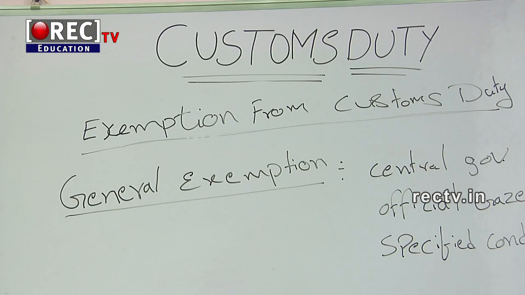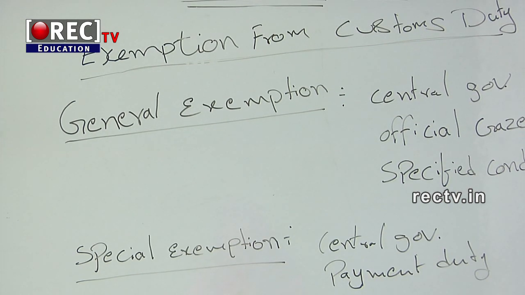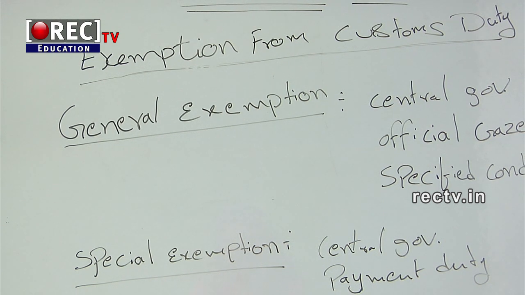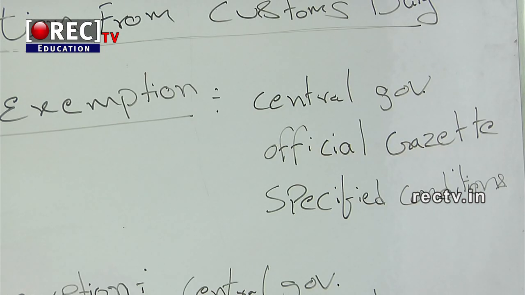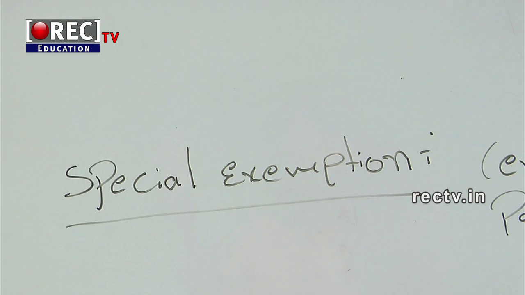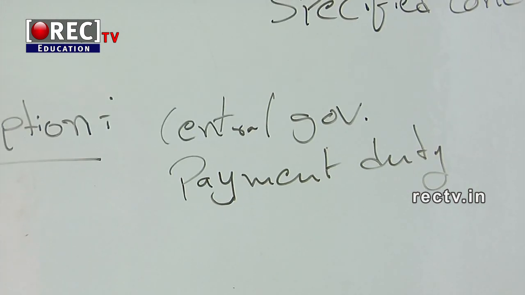Exemption from customs duty. The government may give two types of exemptions in customs duty. One is a general exemption and another one is a special exemption. Central government gives a general exemption by notification in the official gazette under specified conditions. Special exemption: Central government gives a special exemption by a specific order only under certain exceptional conditions from payment of customs duty.